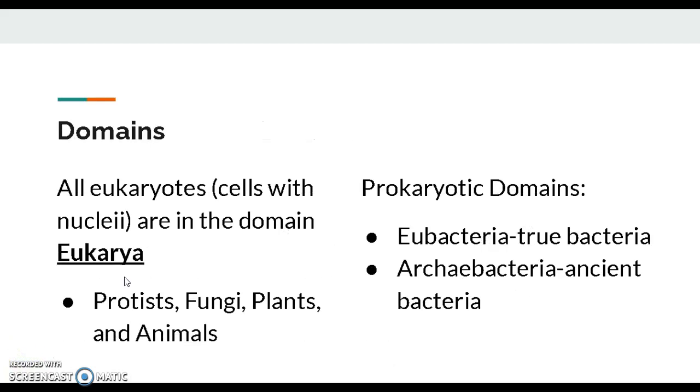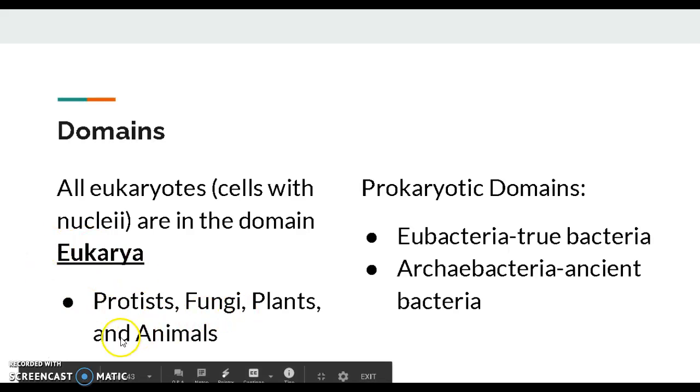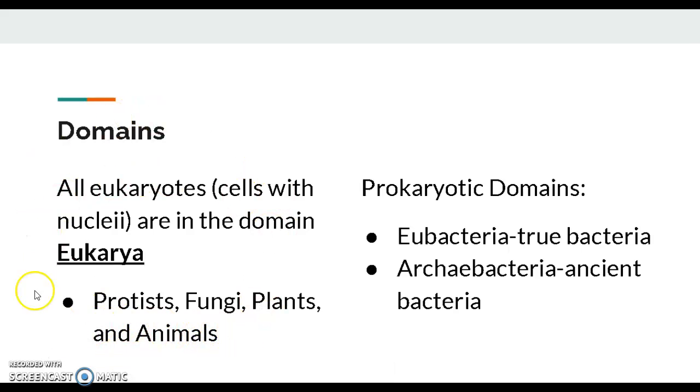So there are three main domains. These are very broad categories, the broadest categories of classification. All eukaryotes, cells with nuclei, are in the domain Eukarya. That's where you're going to find all of our animals. So that's what we are going to focus on.